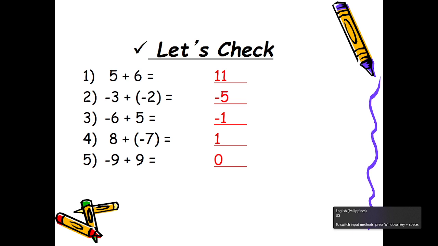And lastly, you have negative 9 plus positive 9. So we have a negative and a positive. We subtract. 9 minus 9 is 0. Hence, the final answer is 0.